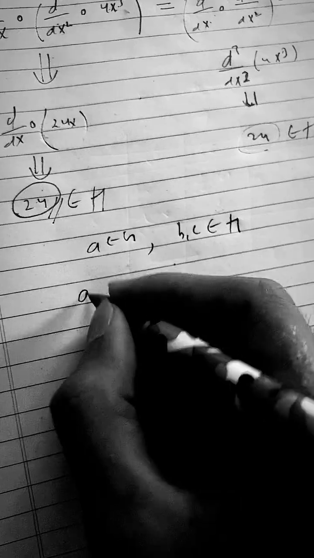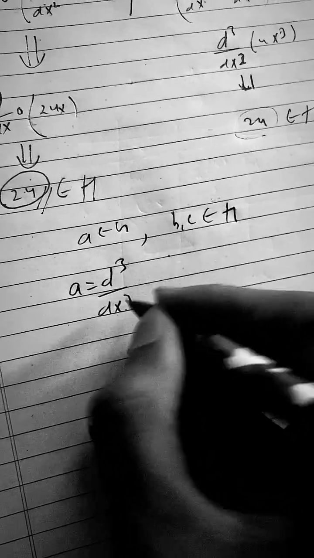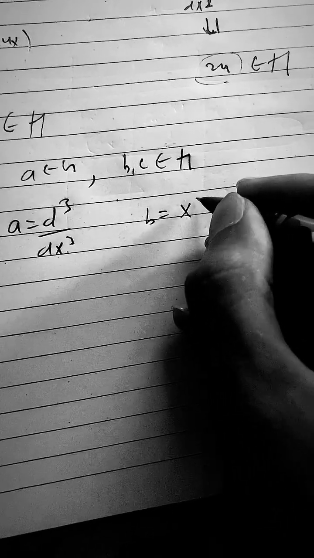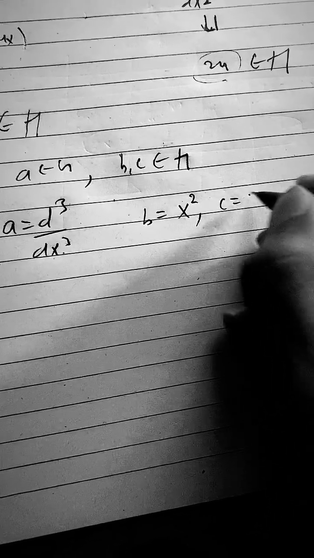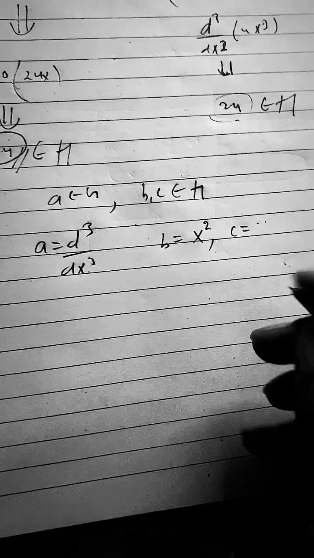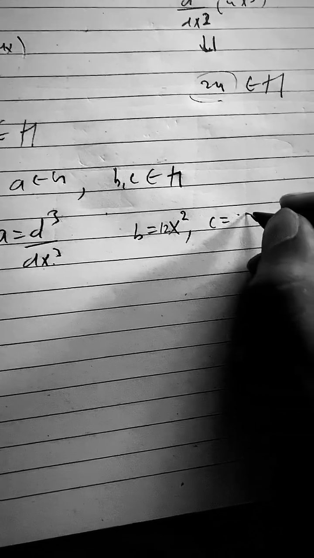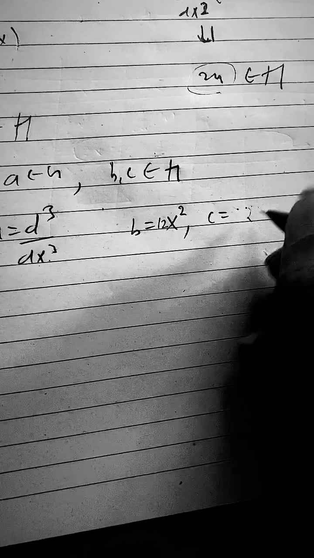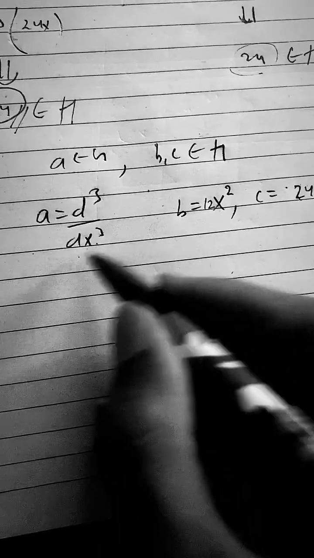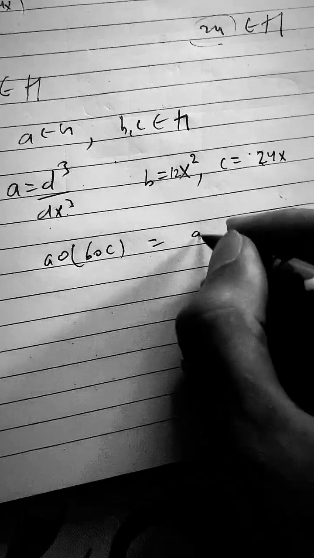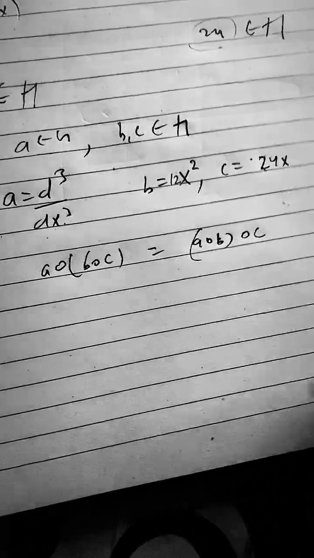So let's choose A equal to d cube upon dx cube, and let's say B equal to x square. C equal to... do we have x square in our set? Well, we do not have. So let's choose B equal to 12x square, and C equal to, let's say, 24x, and this is our A. So we have to check that A operating on B, C equals A operating on B to C.